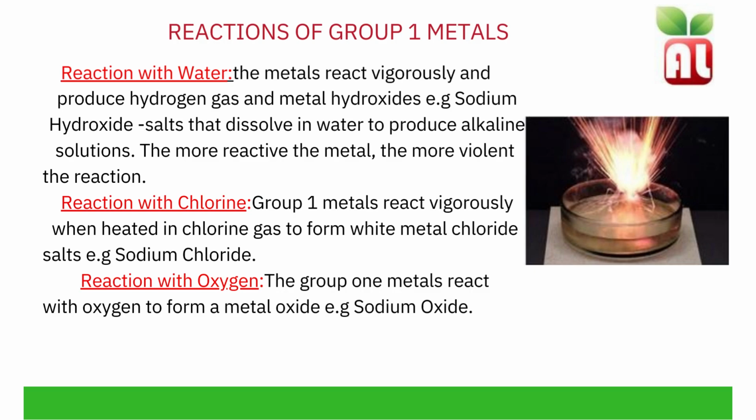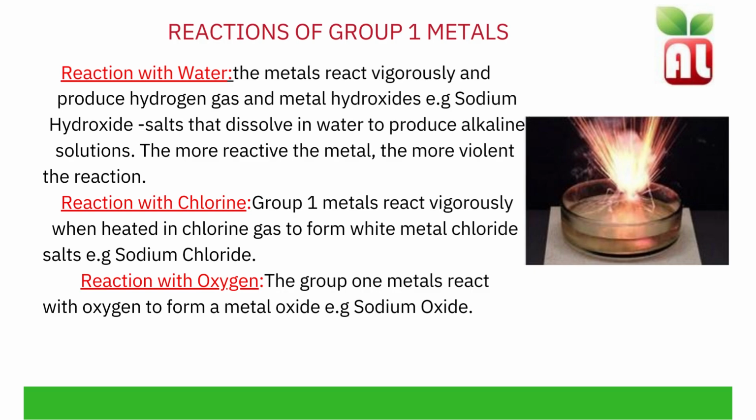Reactions of Group 1 metals with chlorine. Group 1 metals react vigorously when heated in chlorine gas to form white metal chloride salts, for example sodium chloride. The observations we make in this reaction, having a Group 1 metal, typically silver and shiny, reacting with chlorine gas to produce a white metal solid.